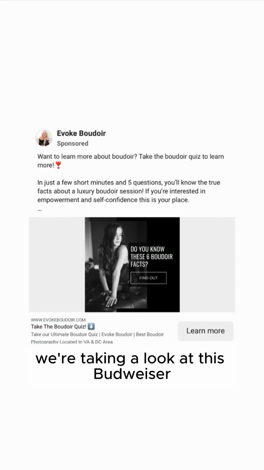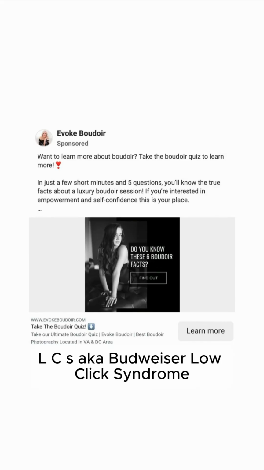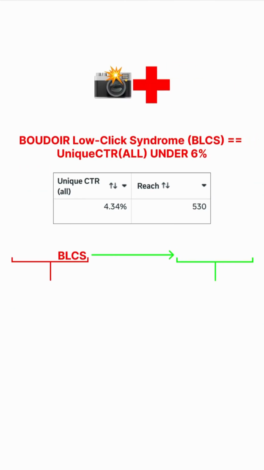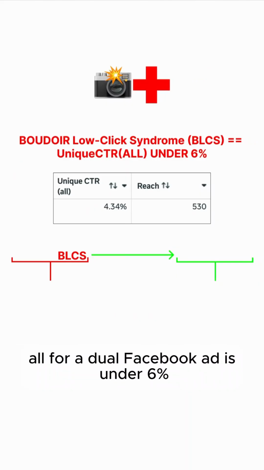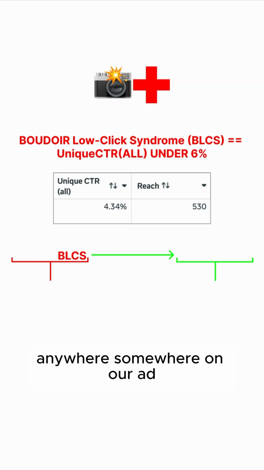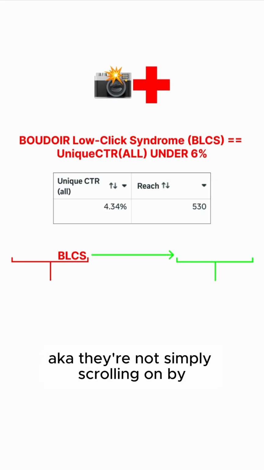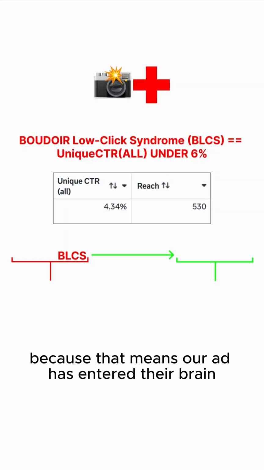All right, y'all, we're taking a look at this Boudoir Facebook ad today, seeing if it has BLCS, aka Boudoir low click syndrome. Boudoir low click syndrome is when the unique CTR all for a Boudoir Facebook ad is under 6%. That means fewer than 6 out of 100 women are clicking somewhere on our ad, aka they're not simply scrolling on by.